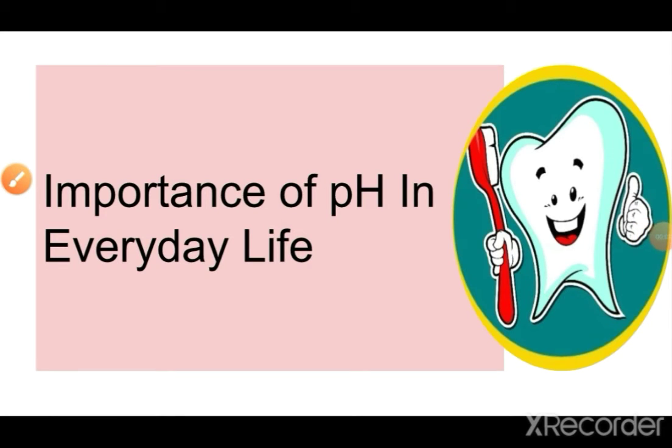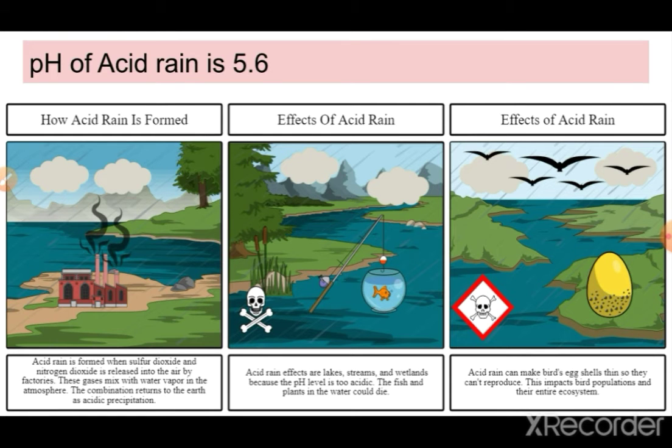Now let's learn about what is the importance of pH in our everyday life. So first example is pH of acid rain. If the pH of rain reaches below 5.6, then it causes acid rain. The rainwater becomes acidic in nature.